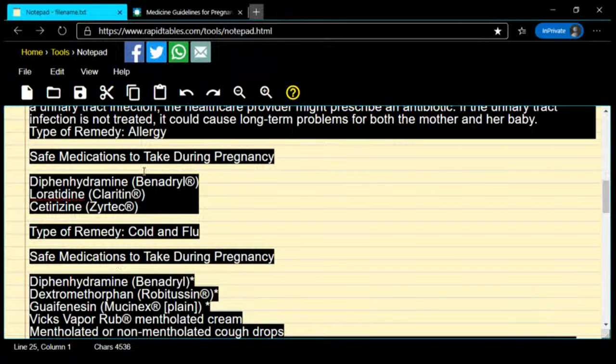Safe medications during pregnancy. There are a few more. Actually, we haven't written yet. We'll be writing now shortly.